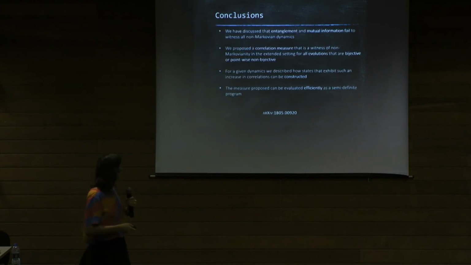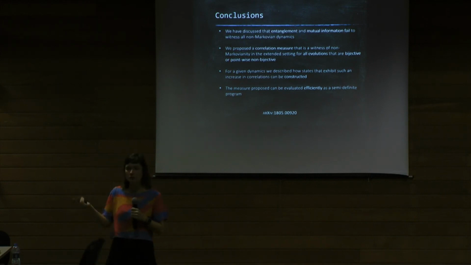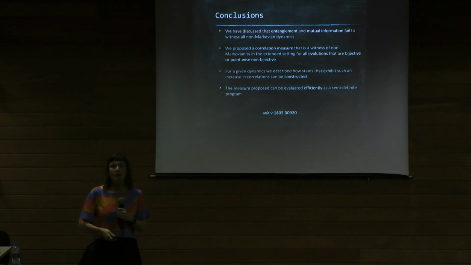So, just concluding, we have discussed that entanglement and mutual information fail to witness all non-Markovian dynamics. We proposed a correlation measure that's a witness of non-Markovianity in the extended setting for all evolutions that are bijective or pointwise non-bijective. In general, we couldn't prove this for non-bijective maps. Well, there is always this discussion with non-bijective maps. Non-bijective maps are maps that are not invertible. If they are physical, what's the meaning of non-bijective maps? But okay, this is another discussion.